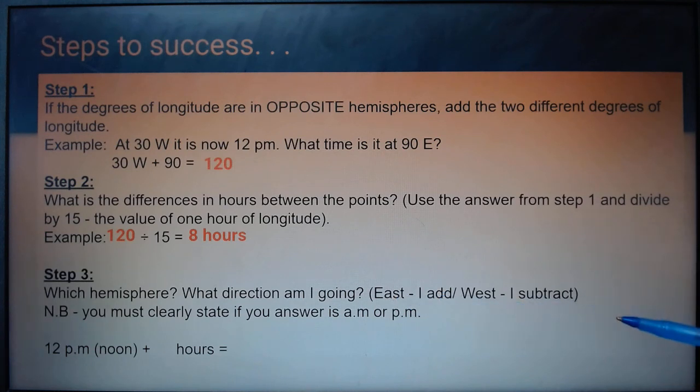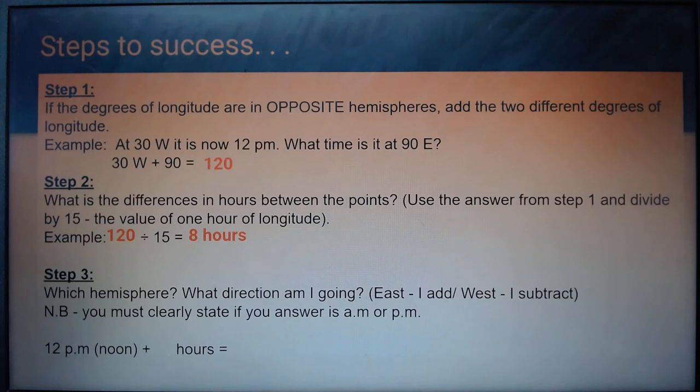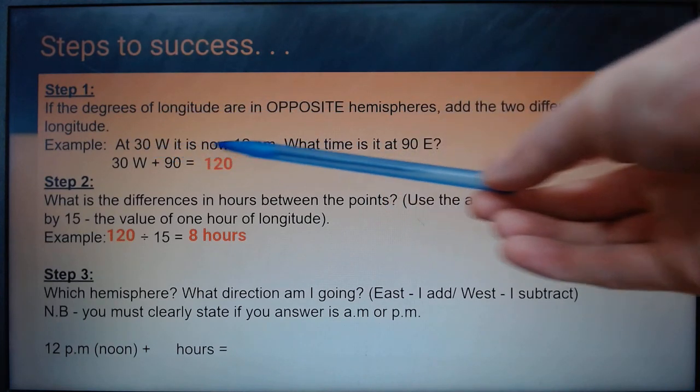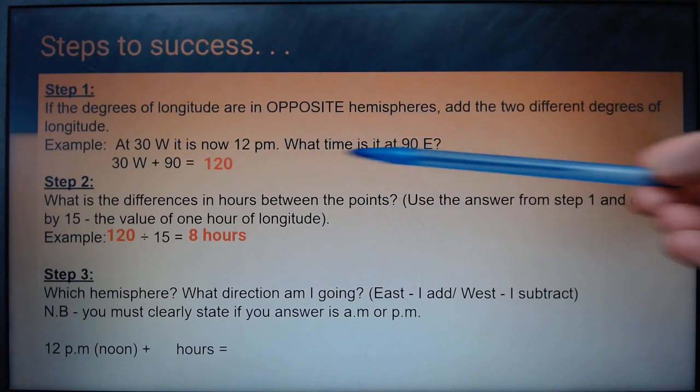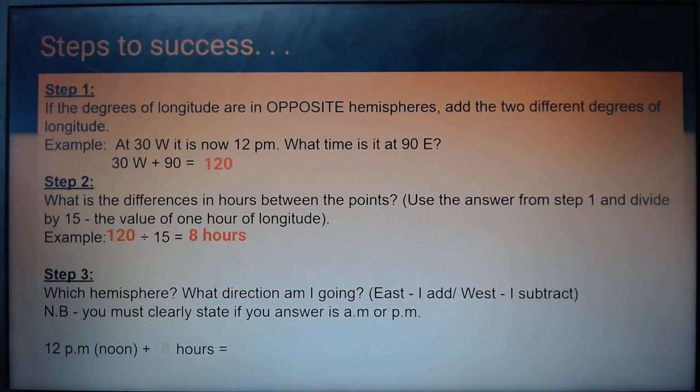If I'm headed west, I subtract. Also, you must add AM or PM in your answer. And this is where you need your understanding of the 24-hour clock. So we are west, we know the time. We want to find out in the east, so you're headed east. East, I add. So 12 p.m. noon plus 8 hours equals 8 p.m.